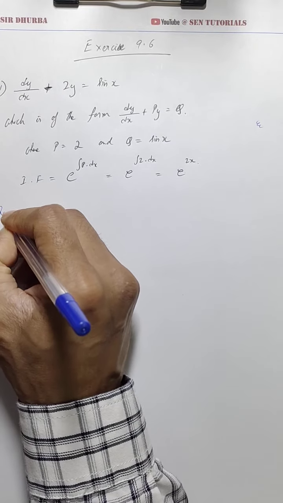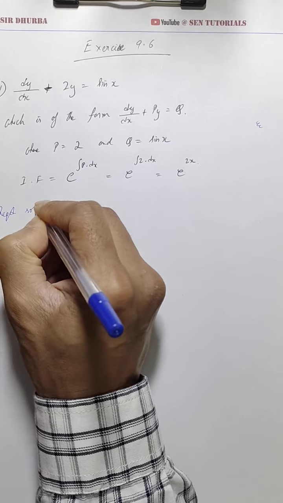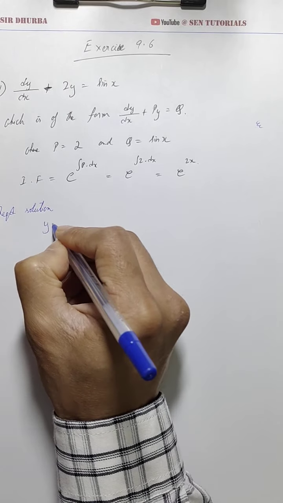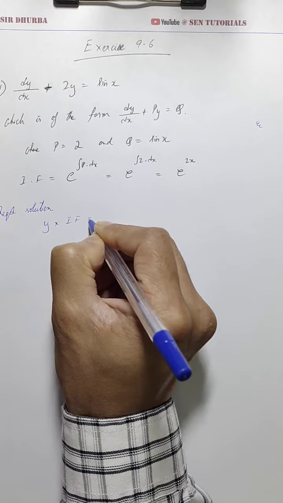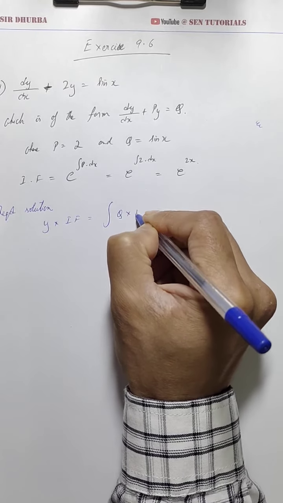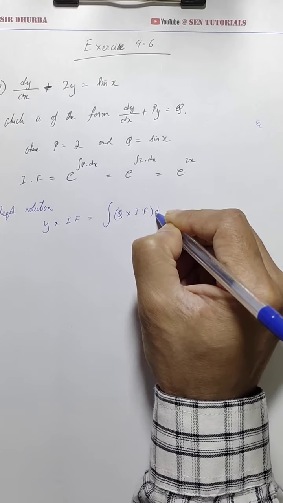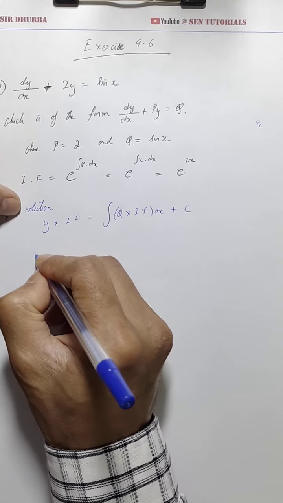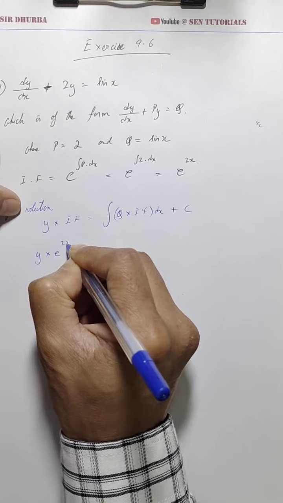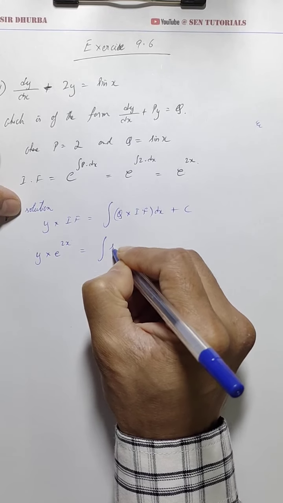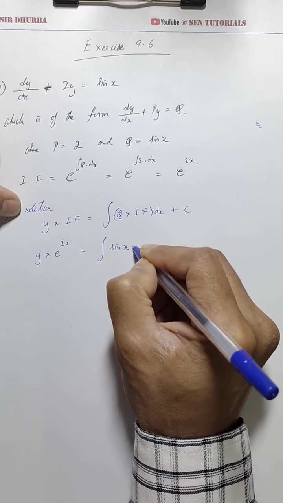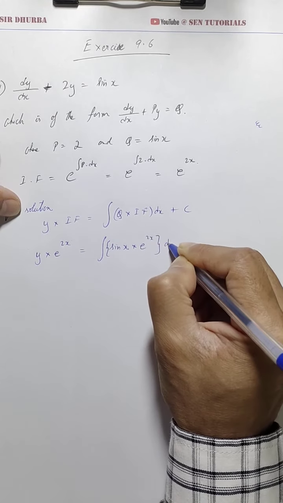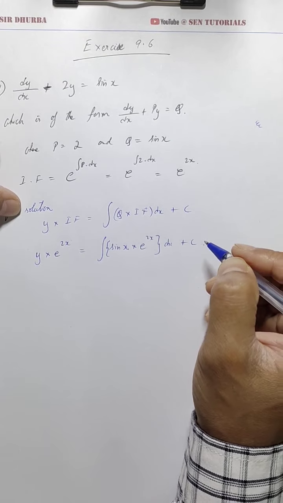Then after that, simple, my required solution will be y into the integrating factor equals the integral of Q into the integrating factor with respect to x, plus c. So that's y into e to the power 2x, which is my integrating factor, equals the integral of sin x into e to the power 2x with respect to x plus c.